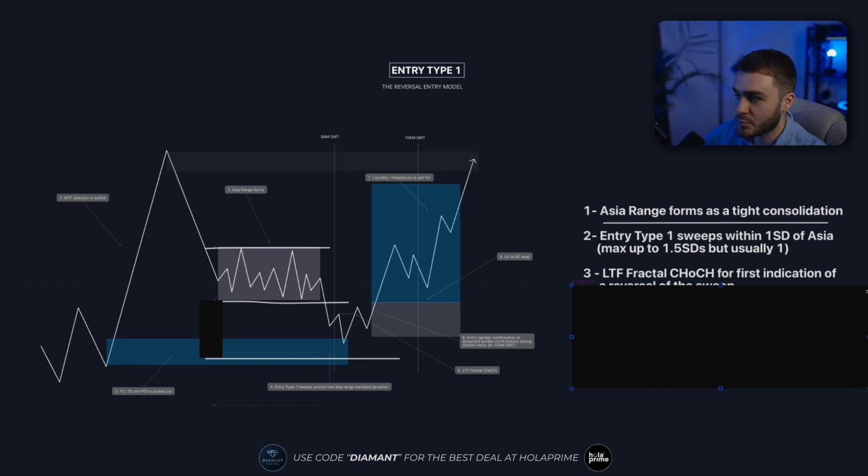The next thing is we look for a fractal change of character on the lower timeframes. So what we mean by fractal is we don't need a change of character above this level over here. Instead, it can be a recent lower time frame high.